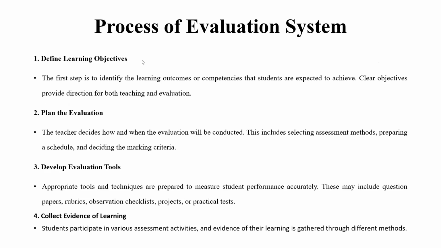Okay, next one, process of evaluation system. First one, learning objectives. The first step is to identify the learning outcomes and competencies that students are to achieve. Clear objectives provide direction for both teaching and evaluation. Plan the evaluation. The teacher decides how and when the evaluation will be conducted. Before the year itself, they have to plan accordingly.